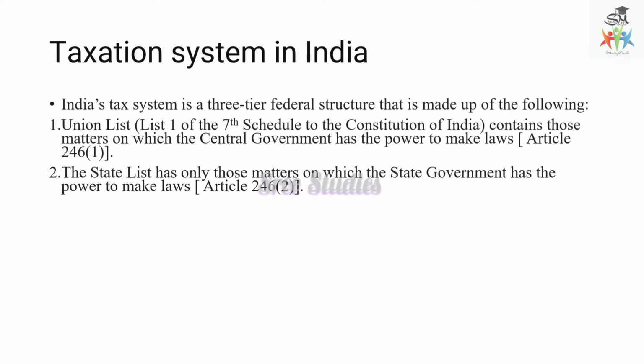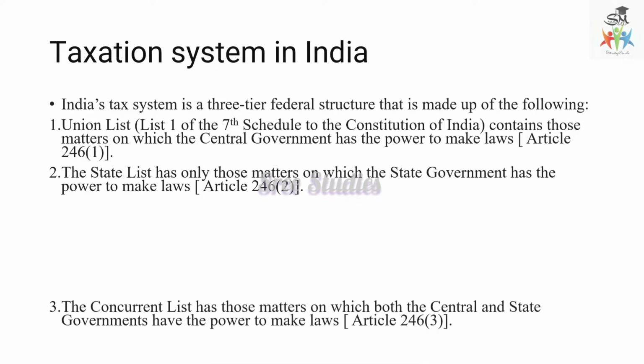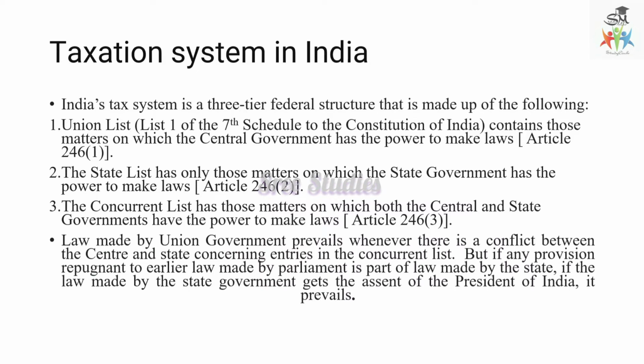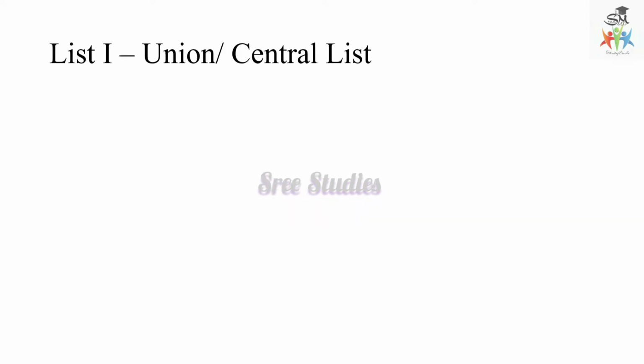The next one, the state list, has only those matters on which the state government has power to make laws. The third one, the concurrent list, has those matters on which both the central as well as state government have the power to make a law. Everything is under Article 246. Whenever there is a conflict between the center and the state, only the central law prevails. Let us see one by one, starting with list one, the union or central list.